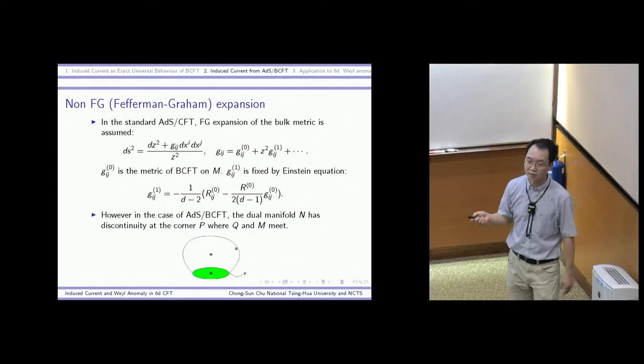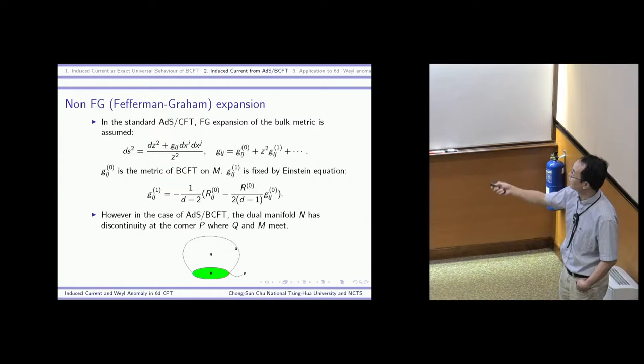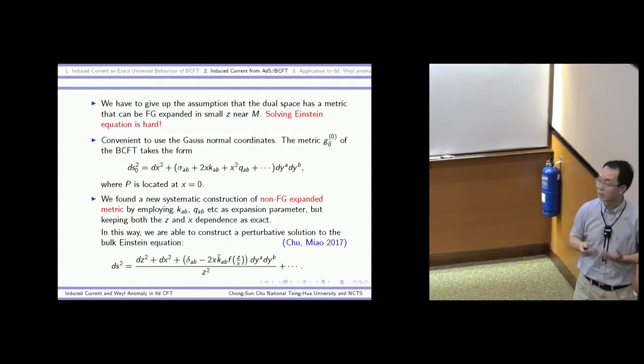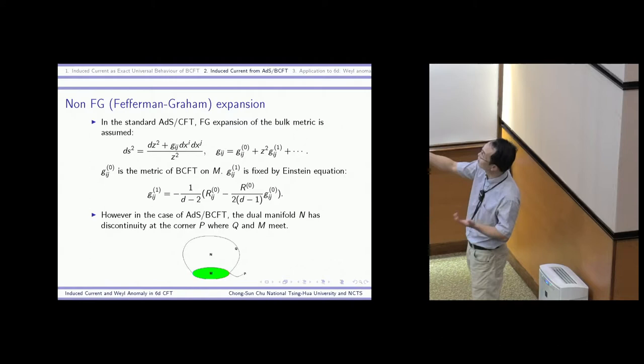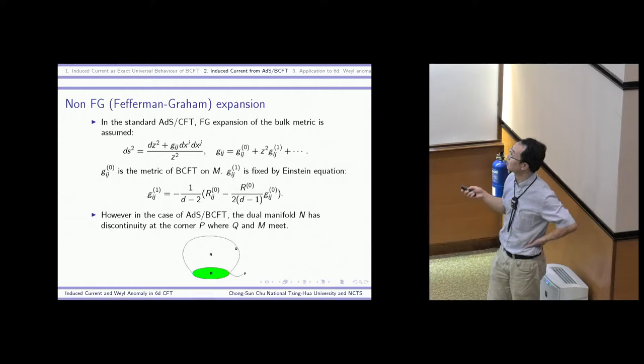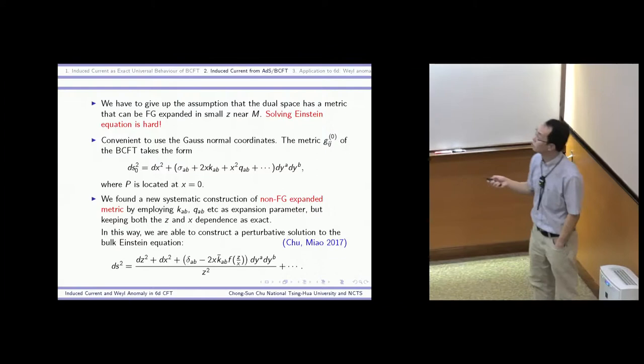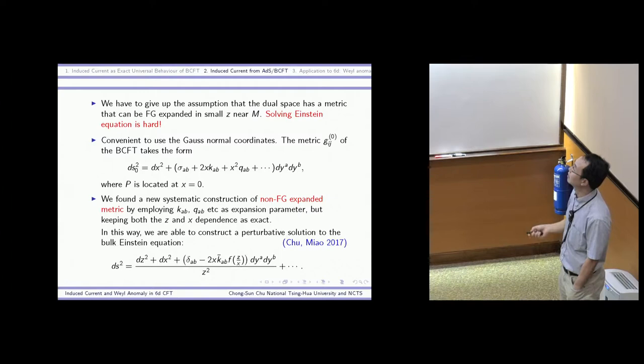Here you cannot do that, because this manifold actually is not smooth. In particular, we said already there's a jump, a discontinuity at this junction here. So the main problem then is how to do things without the FG expansion. The FG expansion is useful because, in principle, if you want to get a background for Einstein by solving the Einstein equation, it's almost impossible. But if you have an expansion like this, then we can solve it close enough to the four-dimensional field theory, and that's usually enough if we want to compute something for the four dimensions. But in this case, we need exact control of the metric around small z. This is much harder. So we found a way to do that.